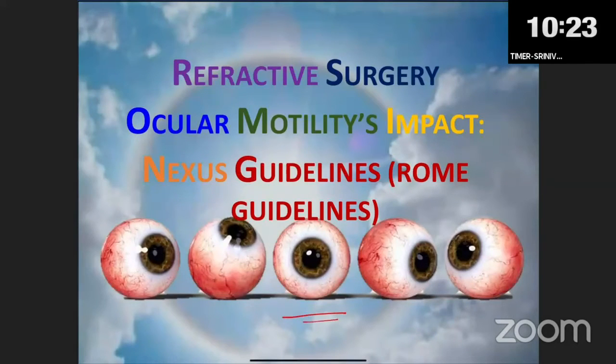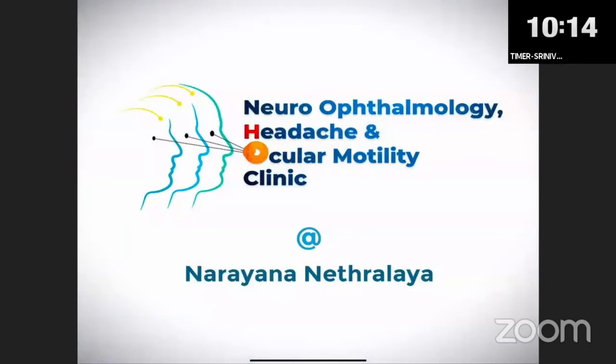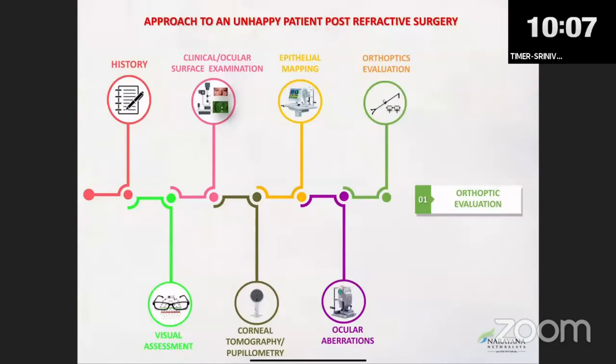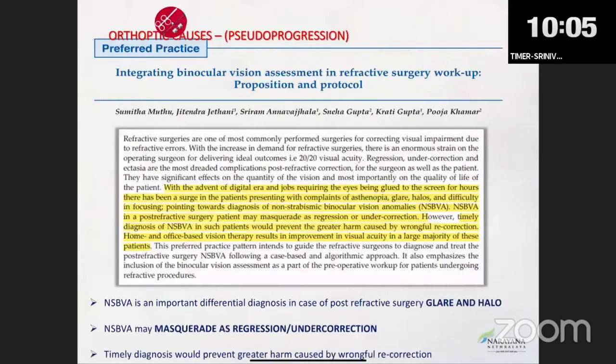And we have again come out with some guidelines on this. It's called the Rome guidelines, the refractive surgery ocular motility impact nexus. What it means is it looks at how ocular motility has an impact on your being unhappy or happy post-surgery. Non-strabismic binocular single vision is one of the most common masquerades, which you need to always look for.